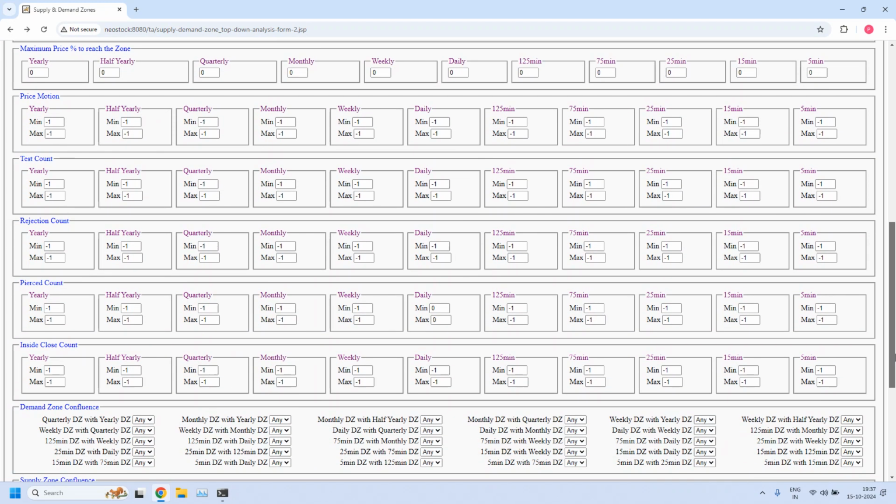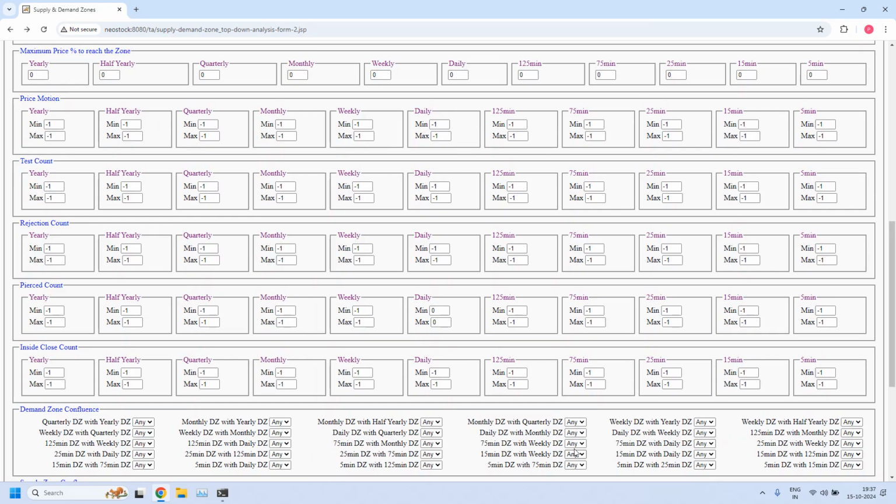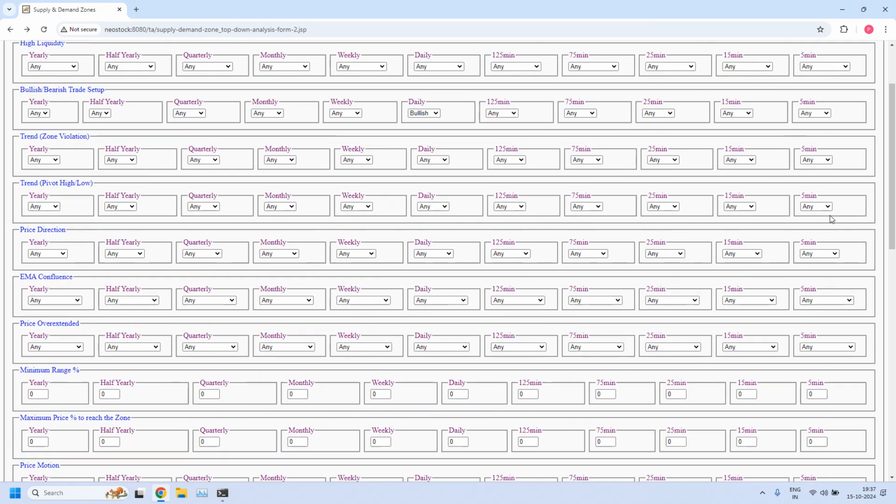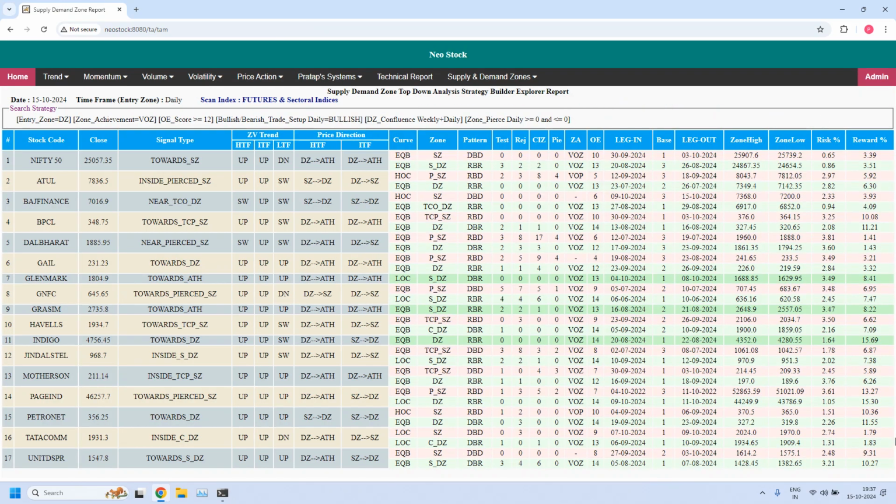So in the demand zone confluence, I am enabling the filter daily demand zone with weekly demand zone confluence. I enable the filter. Let's verify. So from 23, 17 stocks are supporting even high probability setups. All these 17 zones, daily zones are part of the weekly zones. And weekly trend is up because weekly is ITF. ITF trend is always up in bullish trade setup.